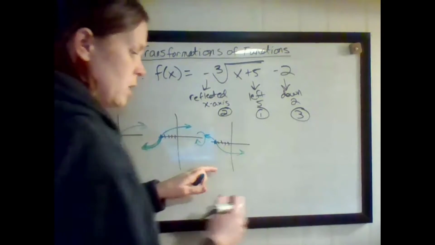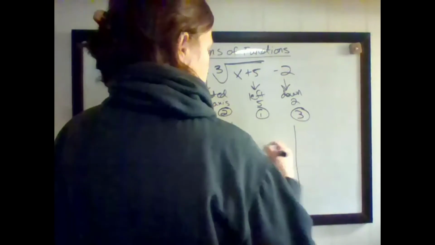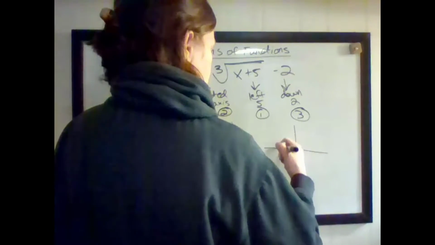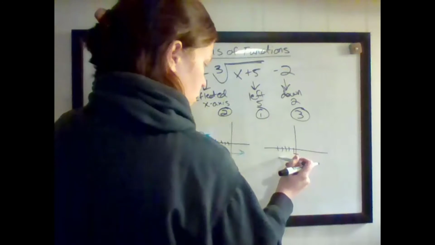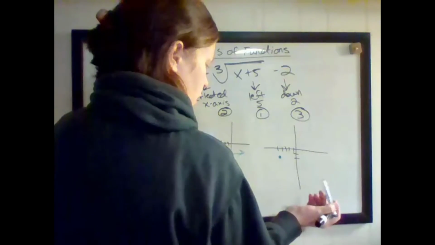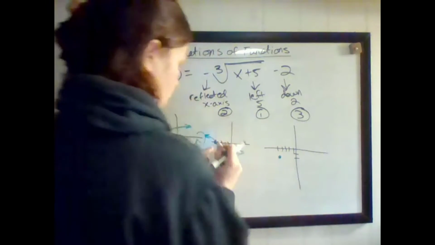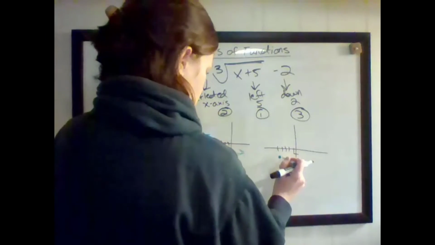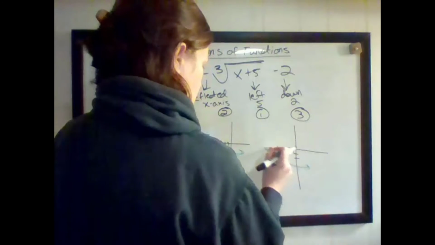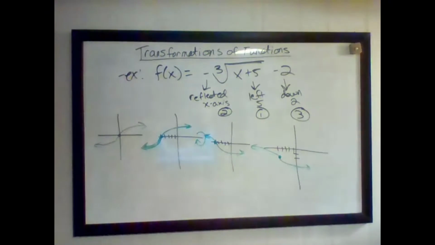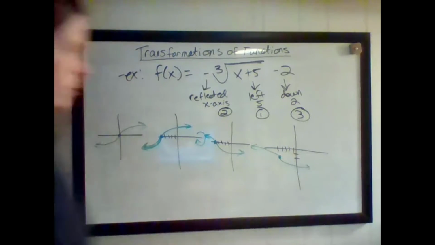And then last, down 2. So go down 2. Now my starting point is at negative 5, negative 2, but I still have this shape for my last one. So it's going to go down this way, up this way. Okay. Now, it's usually a good idea to check a couple points, see if they make sense.